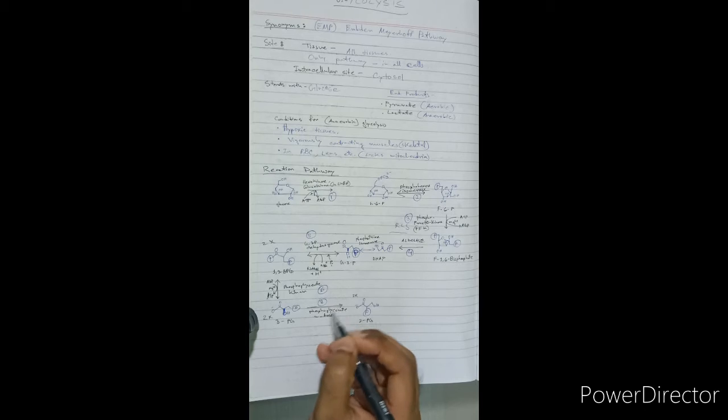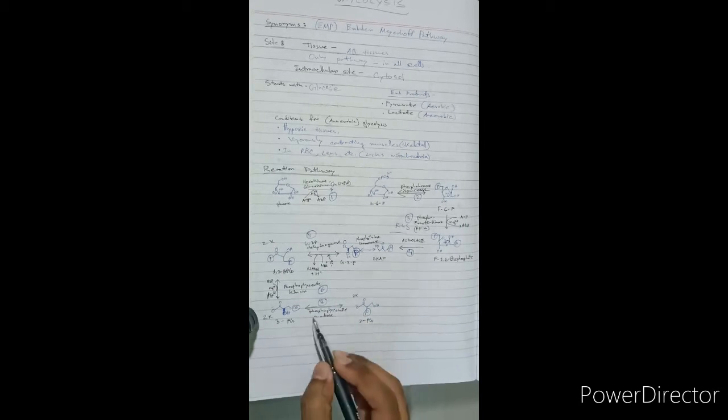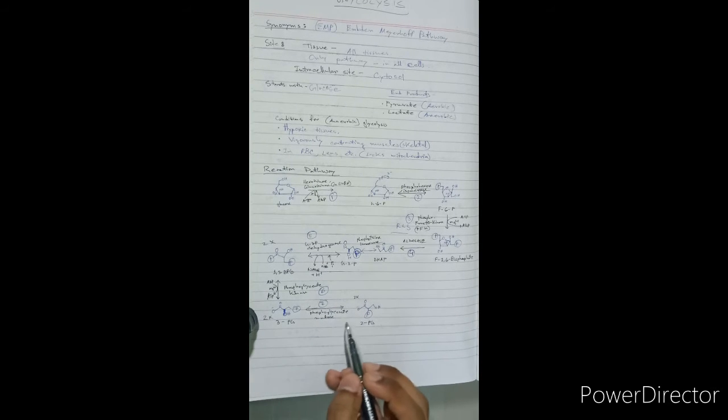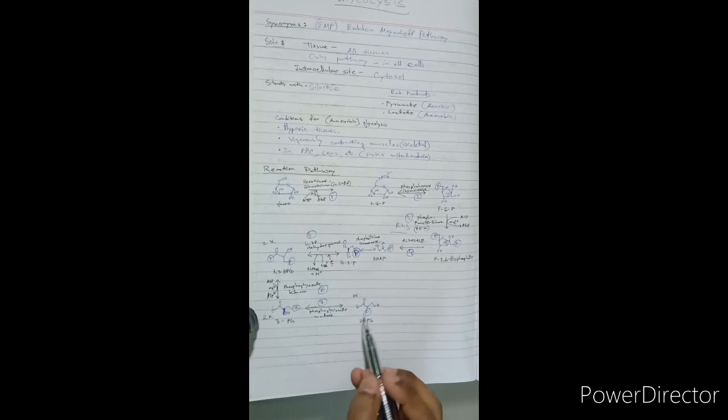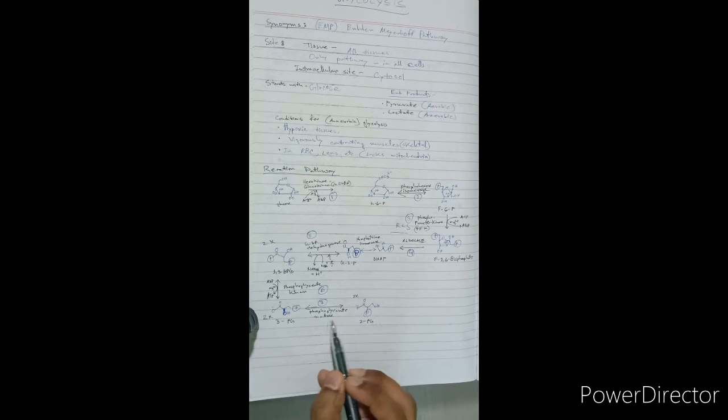Then step number 7 is also reversible, and it is catalyzed by the enzyme phosphoglycerate mutase. From 3-phosphoglycerate, 2-phosphoglycerate is formed; the phosphate position is changed from 3 position to 2 position. The position is changed, so this enzyme is called mutase.